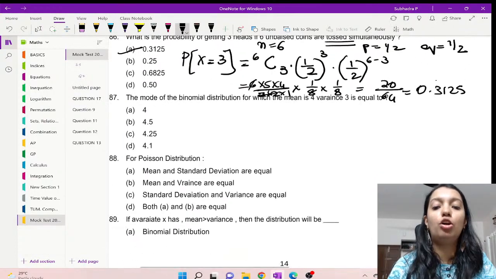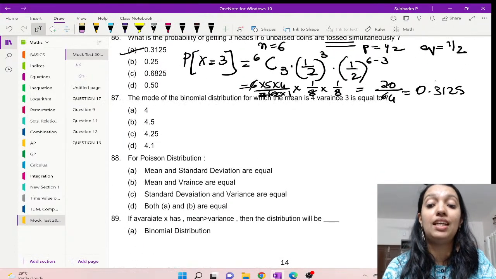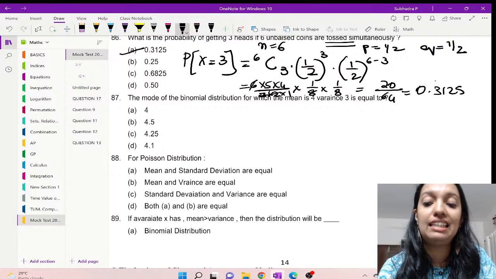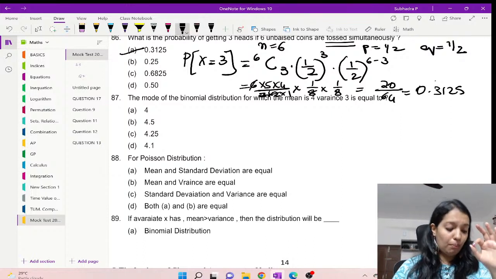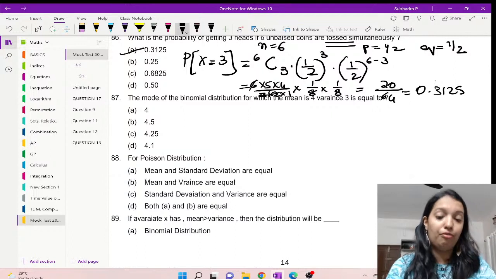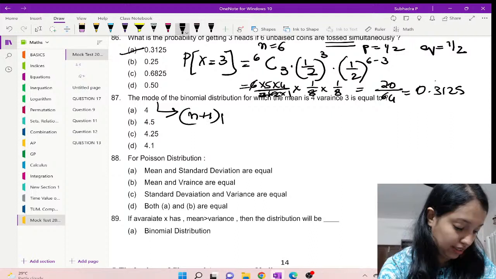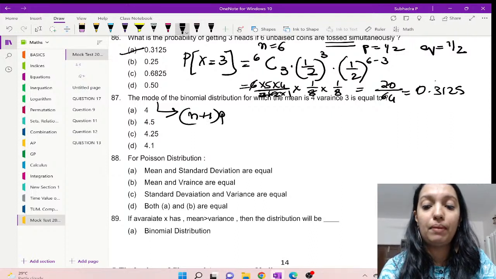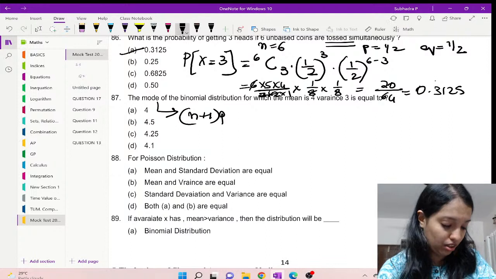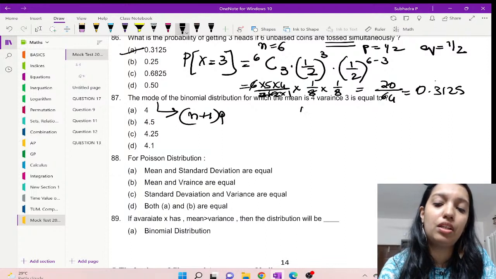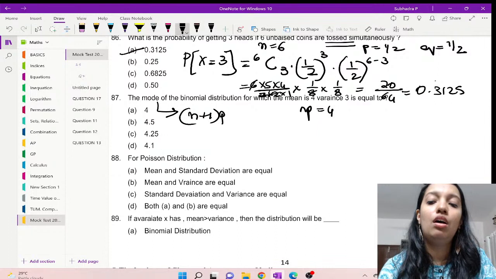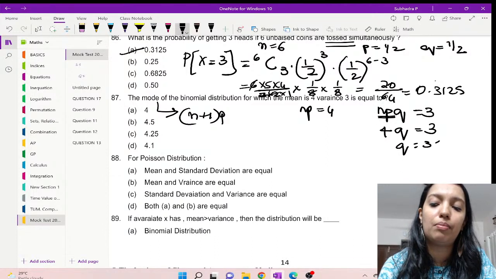Next, the mode of binomial distribution for which the mean is 4, variance is 3. Whenever you have to find mode, you need to use the formula (n plus 1) into p. They have told mean is 4. What is mean of binomial distribution? np is 4. Variance is 3, npq is equal to 3. I know that np is equal to 4, so q value is 3 by 4.